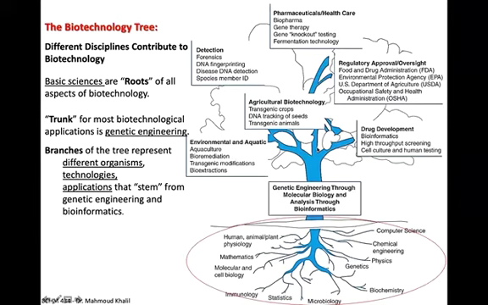What about branches? Actually, you can see different branches. It depends on the type of organism you're going to work with, the technology that will be used, and the applications. And all of them are stems that come from the genetic engineering basis. So someone will work with environmental and aquatic systems, others will work in agricultural biotechnology, others in detection and forensic sciences, others in drug development, and so on. So from this tree, you can understand what are the roots and what is the trunk that supports the understanding of biotechnology in different applications.